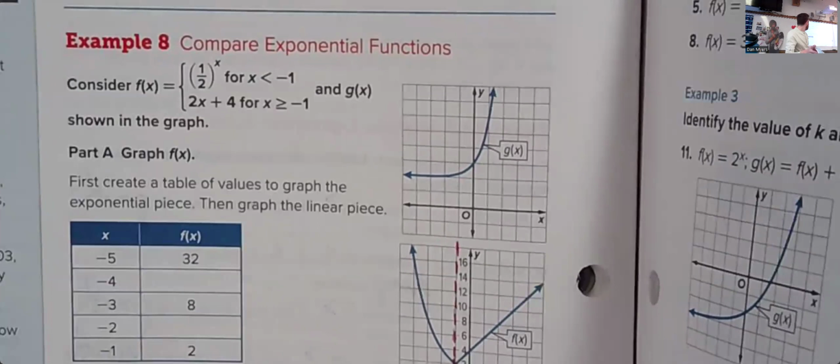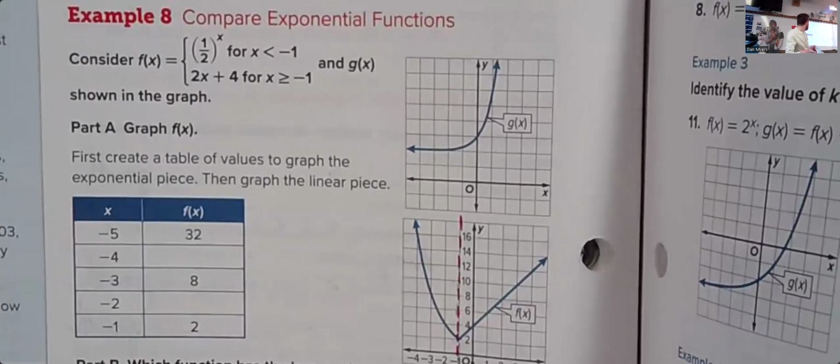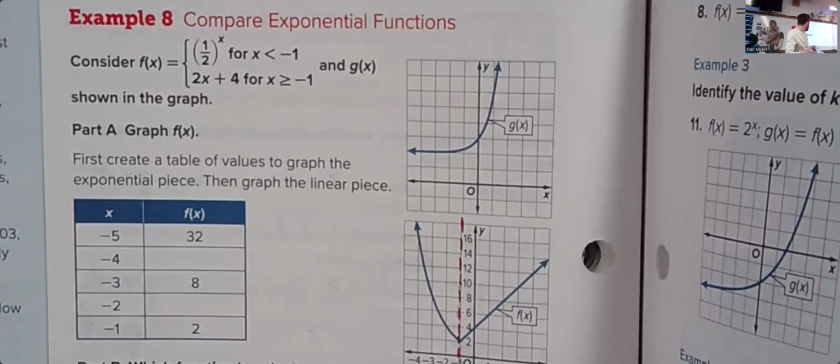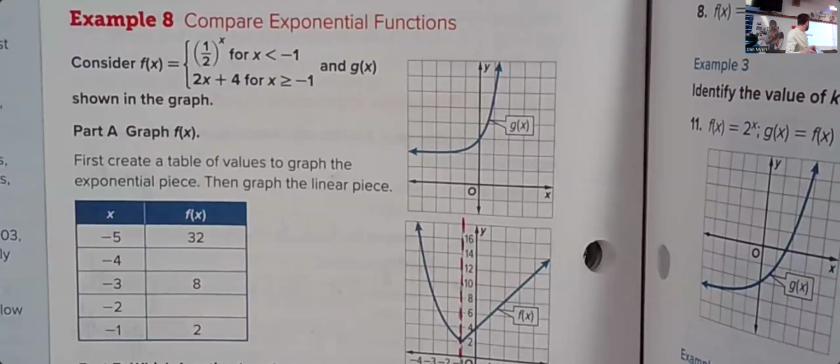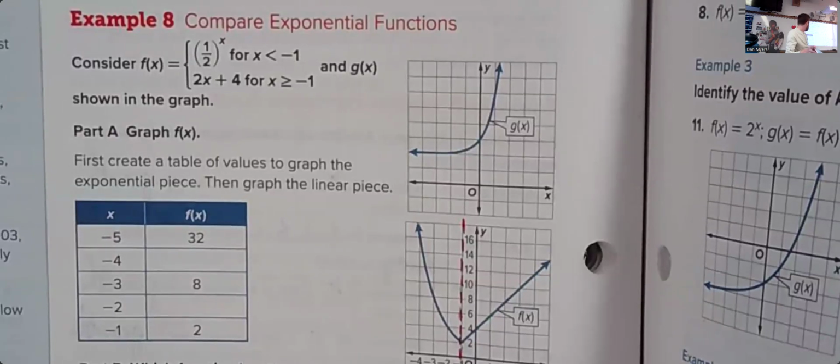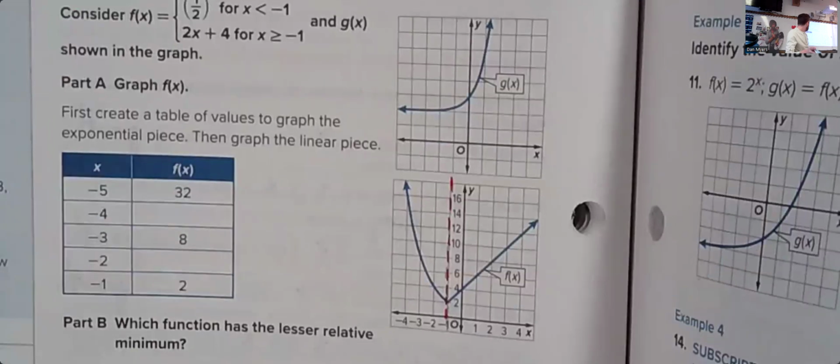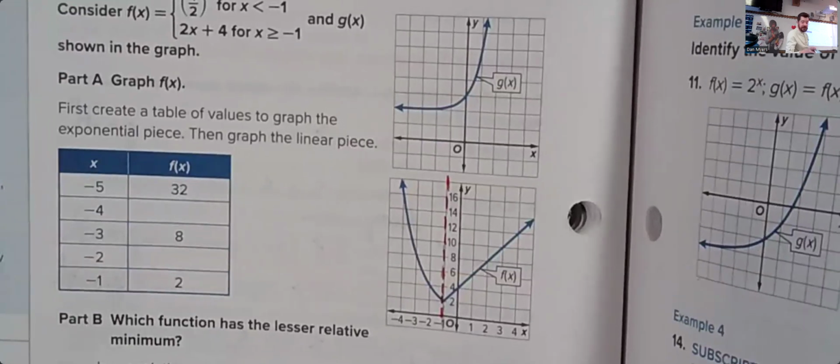So first, create a table of values to graph the exponential piece, and then graph the linear piece. So exponential would be the top part of it. That would be the exponential decay. And then the other part would be the linear piece.